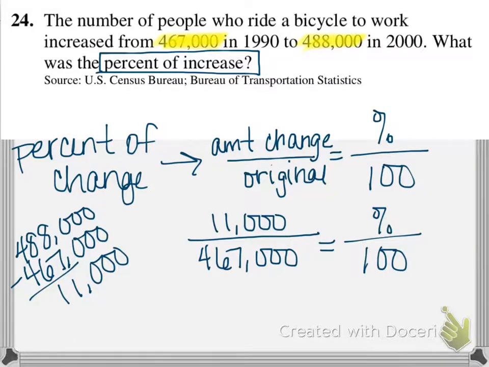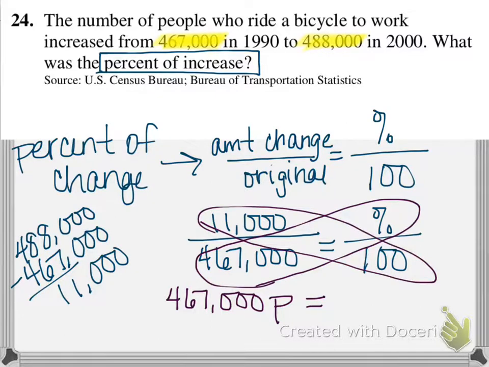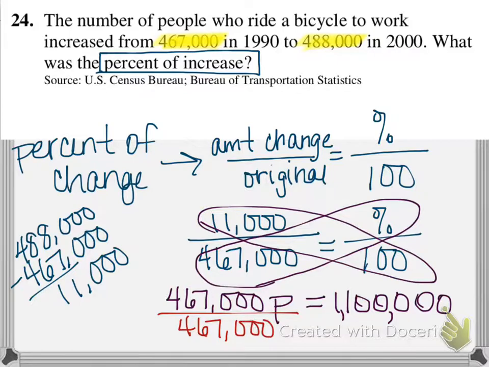Now I do cross products. So I'm going to have 467,000 times my unknown is going to equal 11,000 times 100. So 1,100,000. And now I would divide both sides by 467,000 and do one last division.